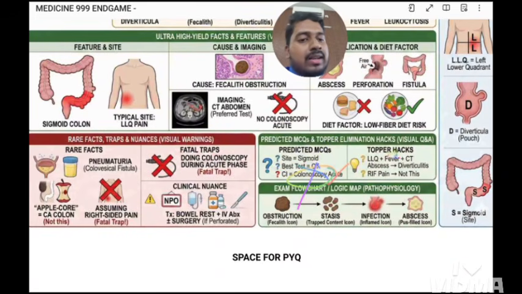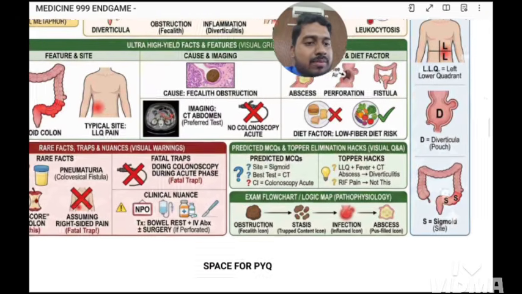Colonoscopy is not done. Left lower quadrant pain along with fever with CT showing abscess is diverticulitis, and right iliac fossa pain is not diverticulitis. Okay, so basically it is because of fecalith obstruction. So I think I have explained everything regarding this.